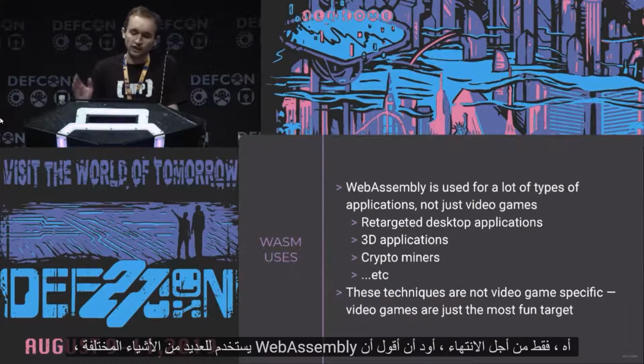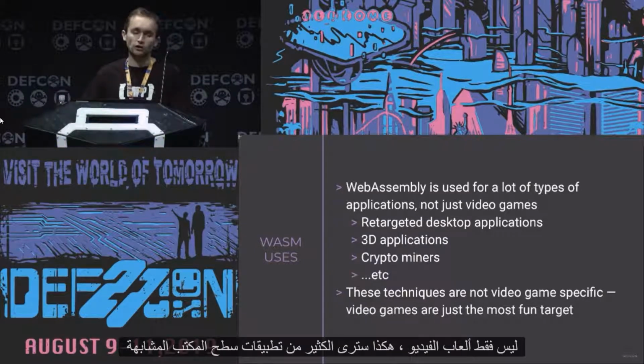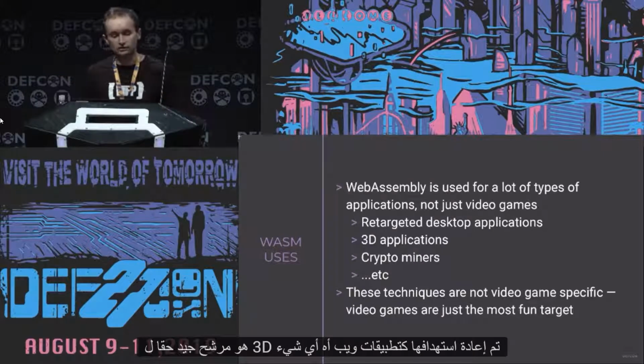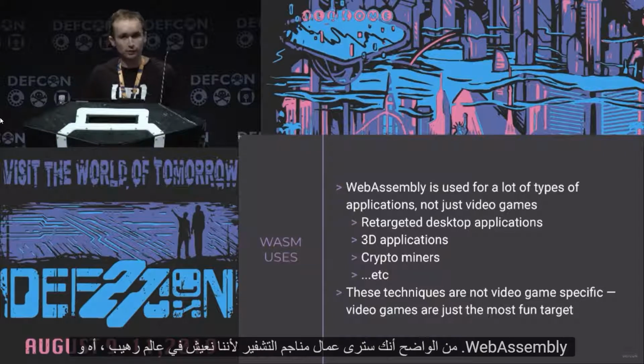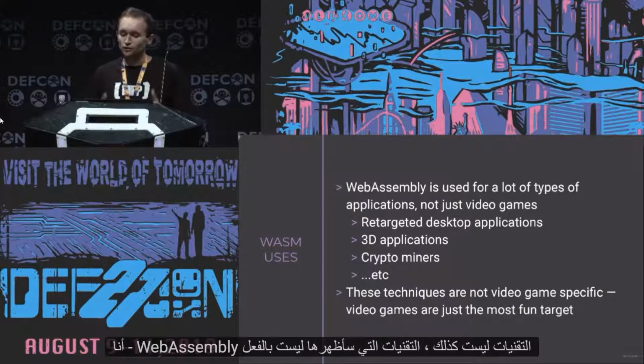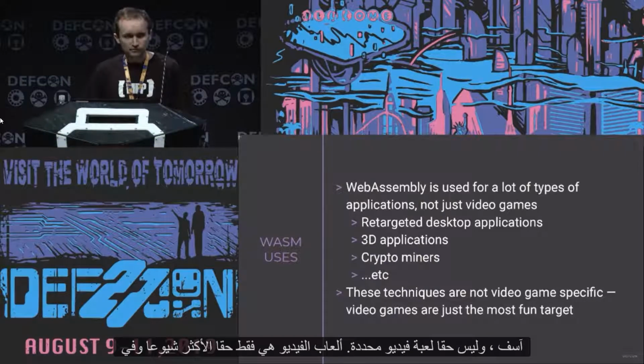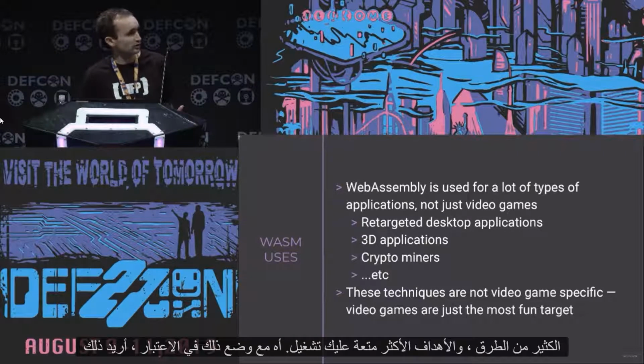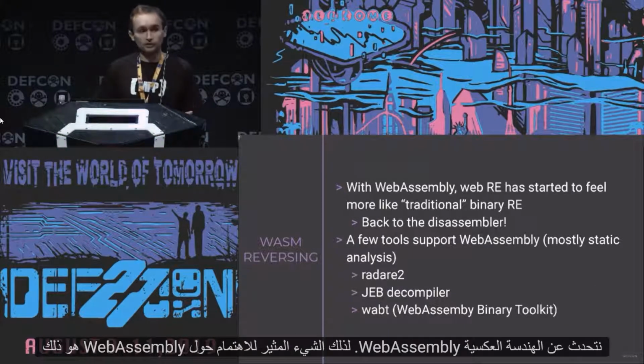Just for completeness' sake, I should say that WebAssembly is used for a lot of different stuff, not just video games. You'll see a lot of desktop applications that have been retargeted as web applications. Anything 3D is a really good candidate for WebAssembly. Obviously, you'll see crypto miners because we live in a horrible world. And there's all sorts of other stuff. The reason I say this is that the techniques I'm going to show are not really video game specific. Video games are just the most common and, in a lot of ways, the most fun targets you'll run into. So with that in mind, I want to talk about reverse engineering WebAssembly.